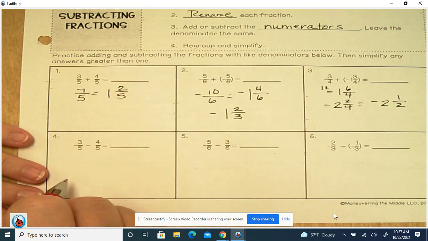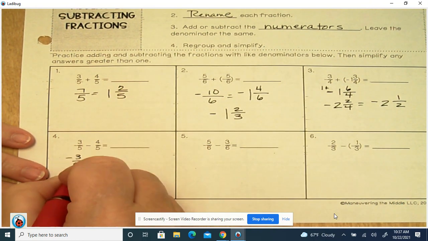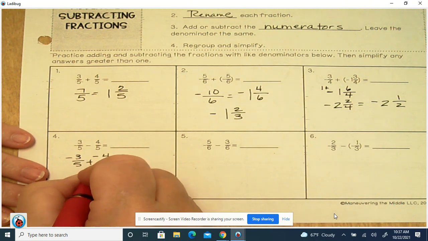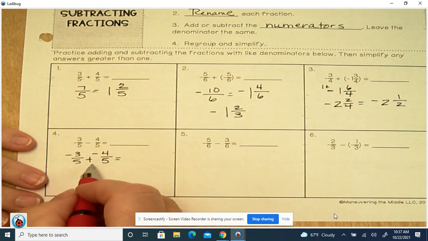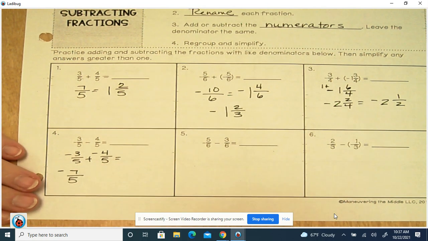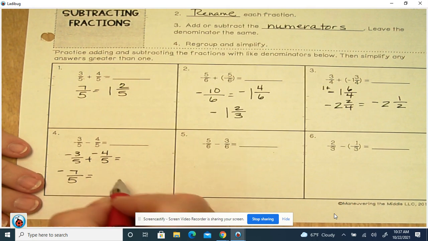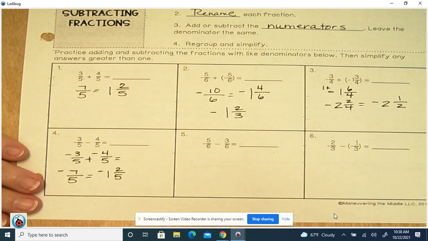This next one is a subtraction. So change the minus to a plus. Change the sign of the next number, and all you do is add them up as if it were a plus. Denominators are the same. 4 plus 3 is 7, so we have 7/5, and keep the negative. Improper fraction. 5 goes into 7 one time with 2 left over, so a negative 1 2/5.